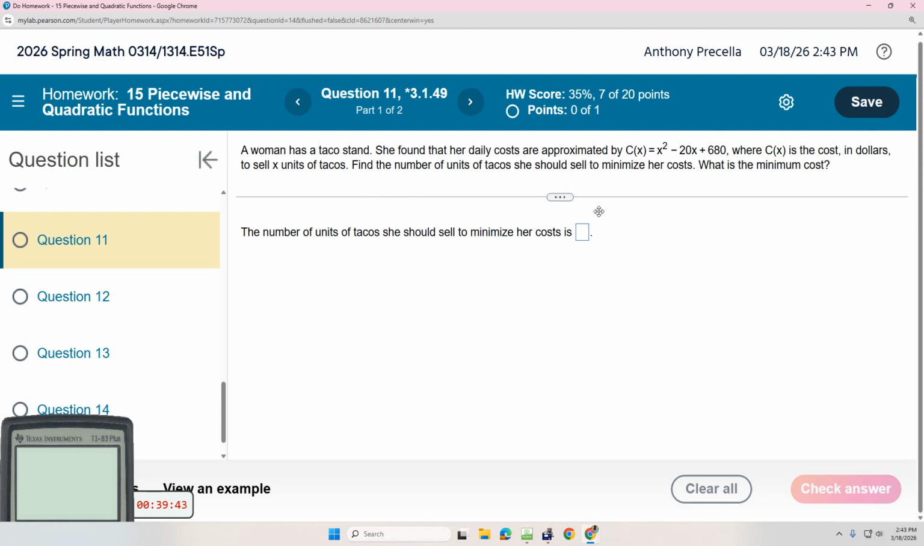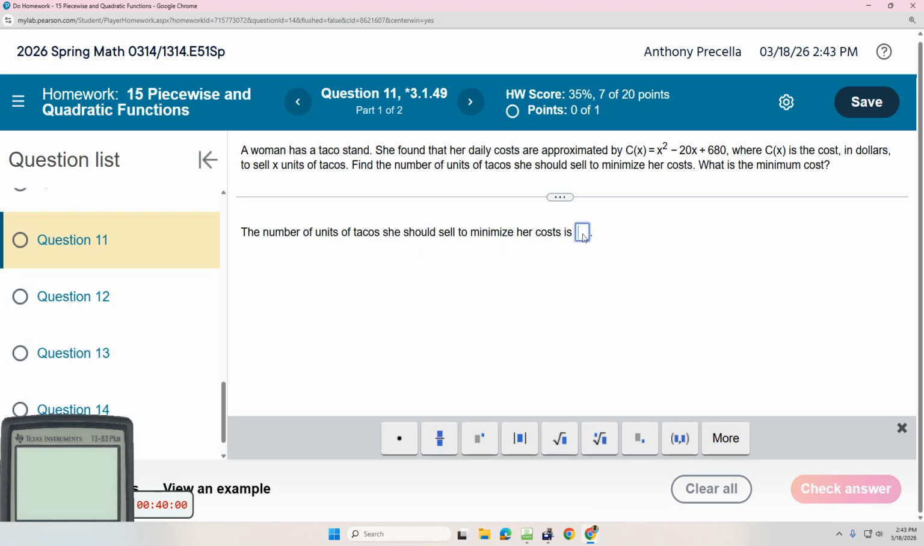I don't know what a unit of tacos is. Maybe a unit is a dozen, or maybe it's just one, or 2 or 3, or 10. It doesn't matter. We want to find the number of units of tacos that she has to sell to minimize her costs. She wants to spend the least amount of money possible to run her taco stand.